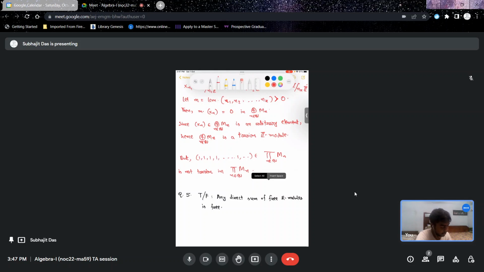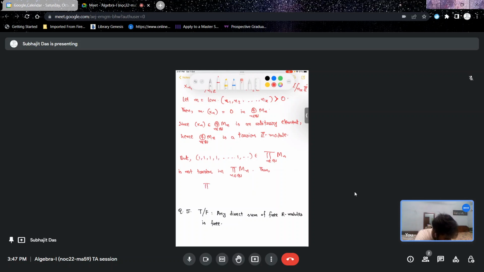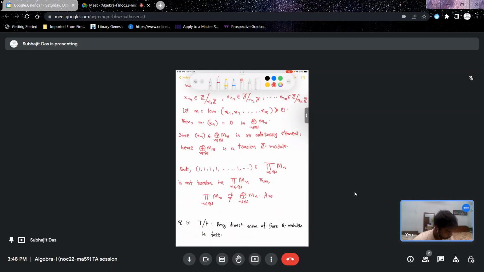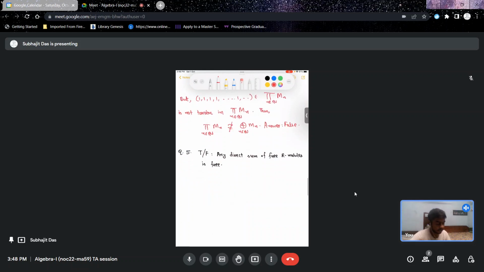So indeed the above statement was false, that is, the direct sum and direct product are actually not isomorphic. Thus the direct product of M_n, n in natural numbers, is not isomorphic to the direct sum of M_n, n in natural numbers. They are not isomorphic. So the above statement was false. So the answer is false. Okay, so let's move on to the next problem quickly.